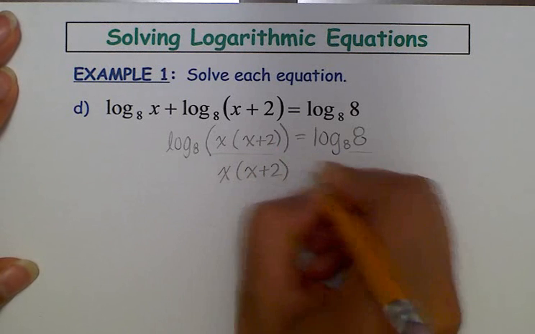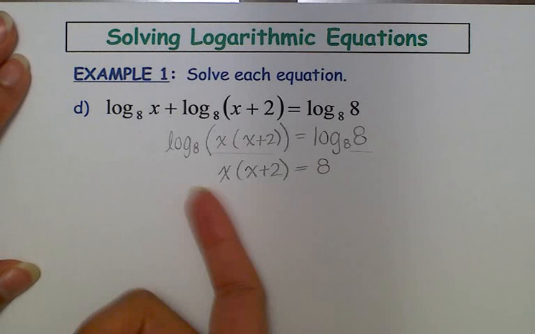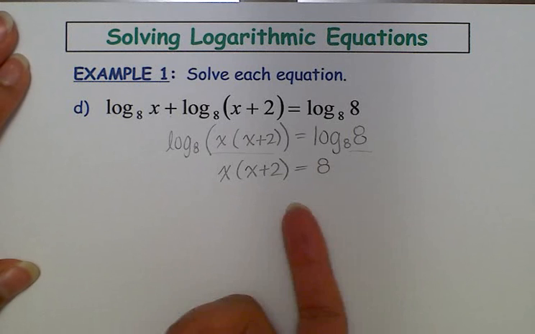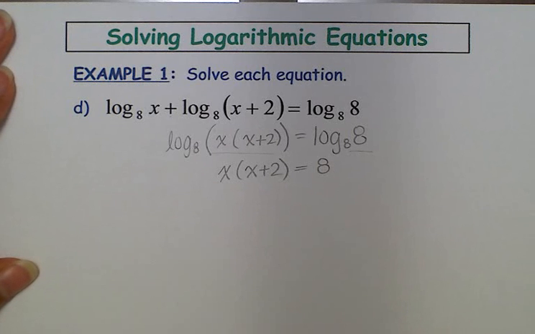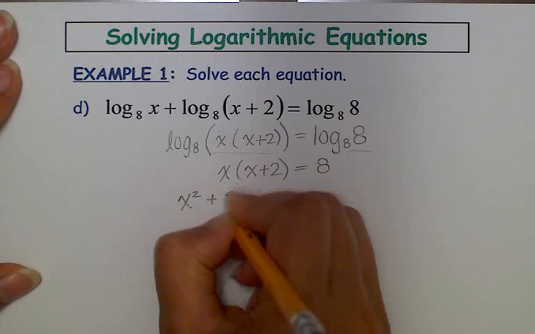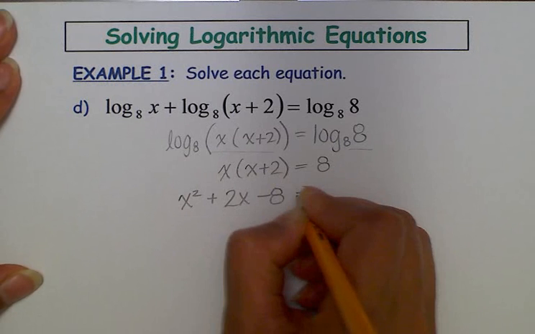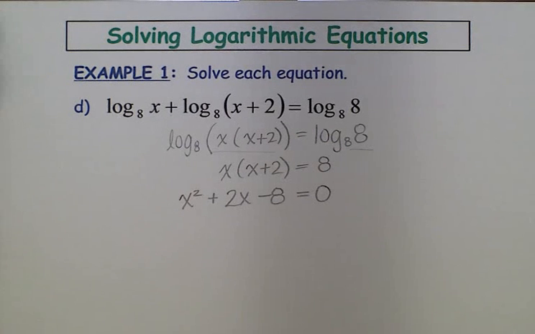is equal to 8. Now this is just a quadratic equation that I know how to solve, so I'm going to expand the left-hand side and bring the 8 over at the same time so that it's all equal to 0. I get x squared plus 2x, and if I subtract 8 from both sides, I get minus 8 equals 0. I'm going to try to factor this since it is a quadratic equation, and I'll end up with two solutions.